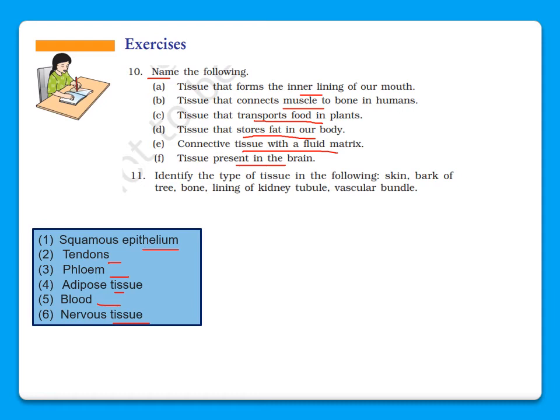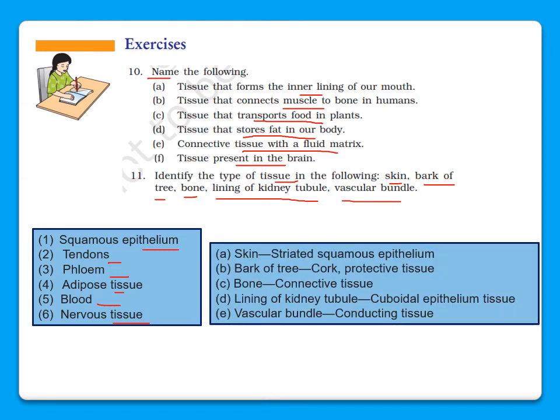Now the next question is question number 11: identify the type of tissues in the following: in skin, in bark of the tree, in bone, in lining of kidney tubules, and in vascular bundle. And here is the answer. In skin you will find stratified squamous epithelium tissue, in bark of the tree you will find cork, that is the protective tissue, in bones, connective tissue, in lining of kidney tubule, cuboidal epithelial tissue, and vascular bundles are made up of conducting tissues.